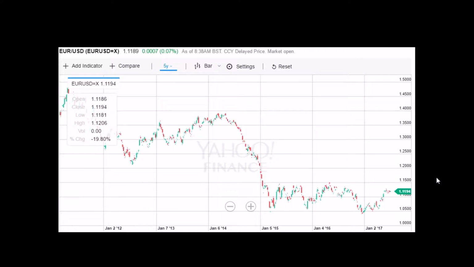In the next few sessions, we will talk about trends, support and resistances, and the market psychology behind these formations. We will also take an example of dollar-yen to demonstrate these concepts.